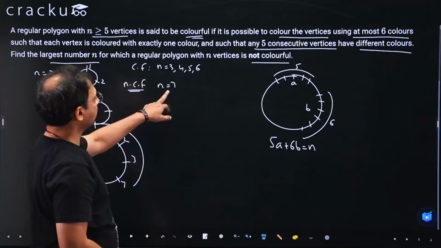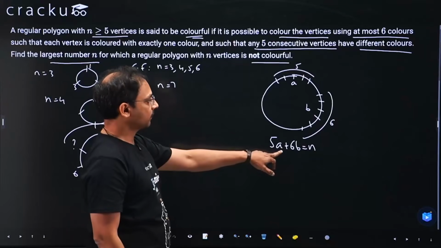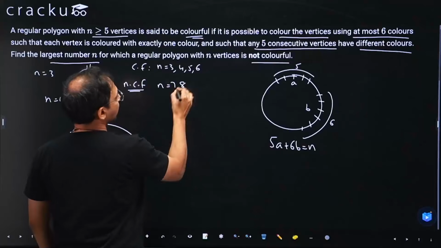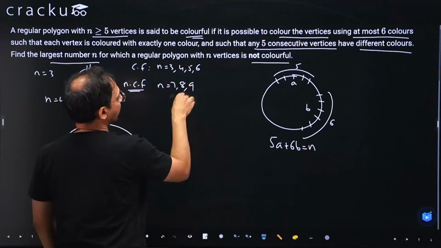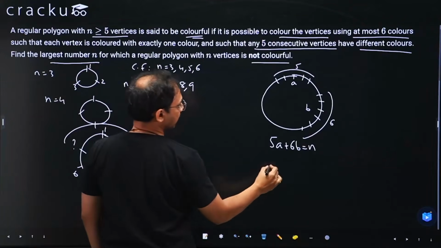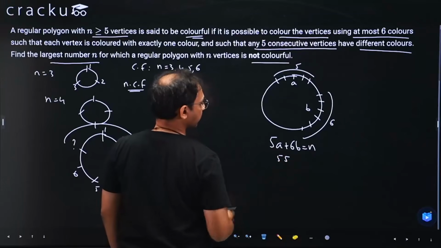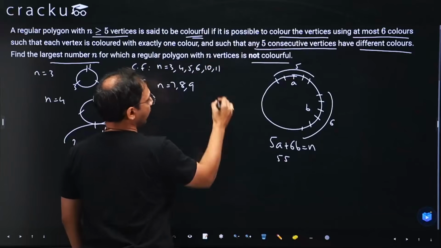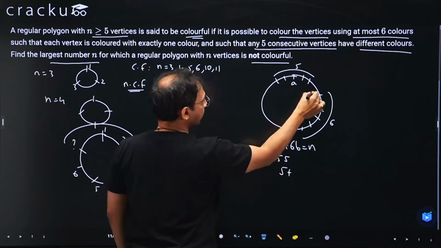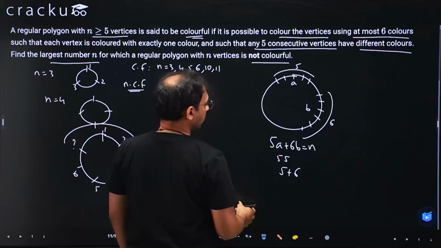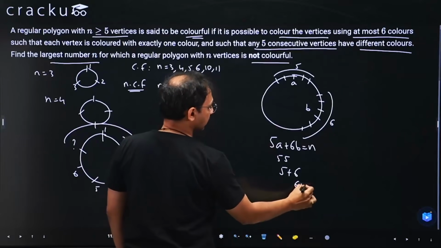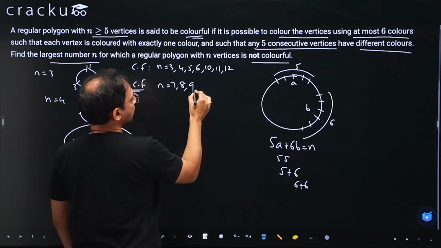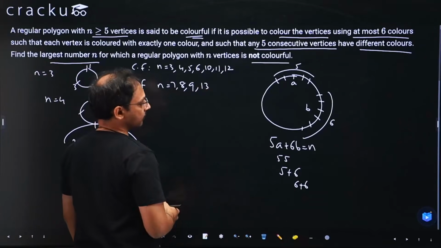Now you can clearly see that 7 I cannot generate with this particular structure. Similarly, I cannot generate 8 and 9, but 10 I can generate. I can have 5 plus 5. 11 also I can generate. I can have one link of 5 and one link of 6. 12 also I can generate: 6 plus 6. Again 13 I can't generate. So 13 is not colorful.